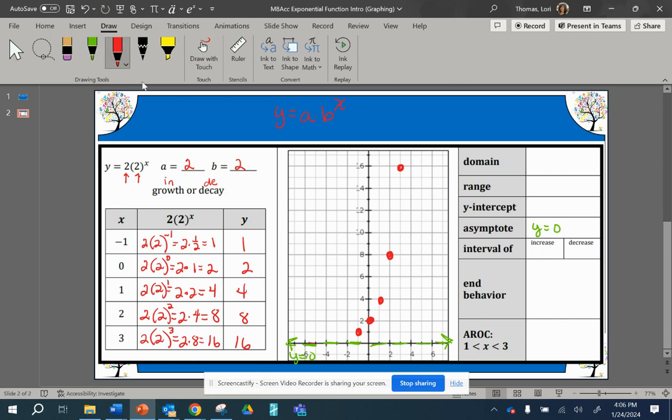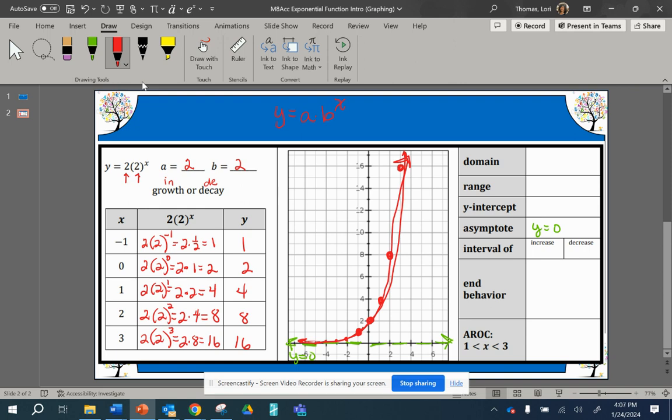Now I'm going to create this graph. It increases. And then it gets closer and closer to this asymptote, but it never crosses. Because if we plugged in -2, we would get 1/2. And then if we plugged in -3, we would get 1/4. And we plug in -4, we would get 1/8, and then 1/16, and then 1/32. So it gets closer and closer and closer to 0, but it never touches or crosses. So this is what the graph of an exponential function looks like.